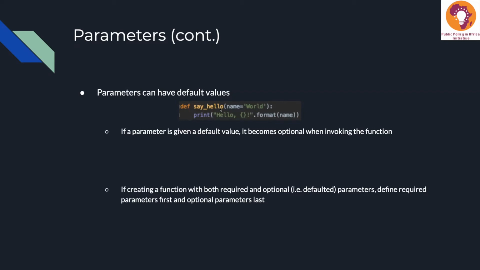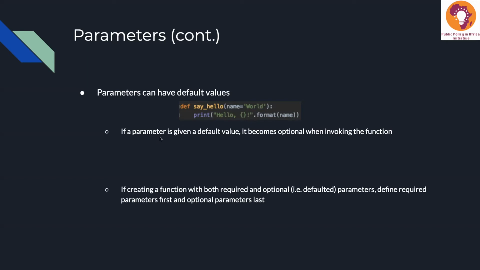So in this particular case, if I call say hello without an argument, it'll just use world, and it'll substitute in world for the squiggly brackets because of the format method, and then you just get hello world. But if you wanted to say hello to someone else, say hello class, then you could add in class in your invocation to say hello.